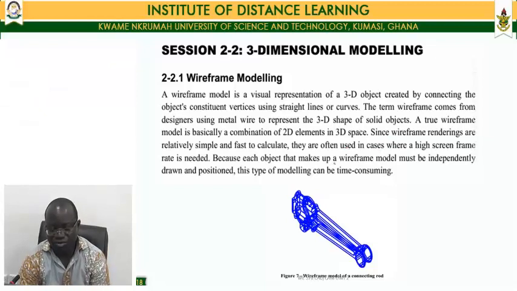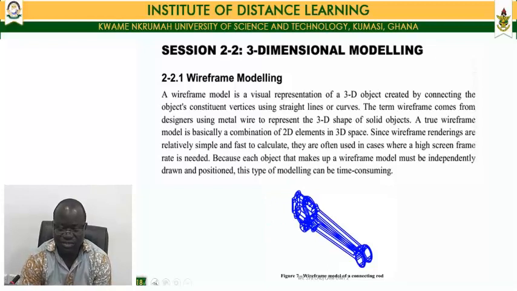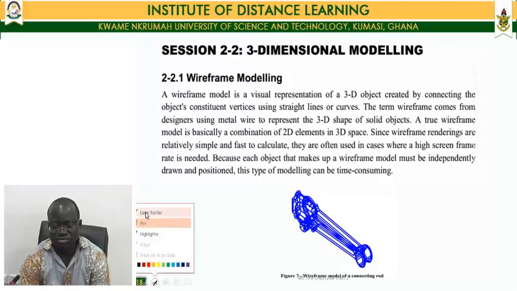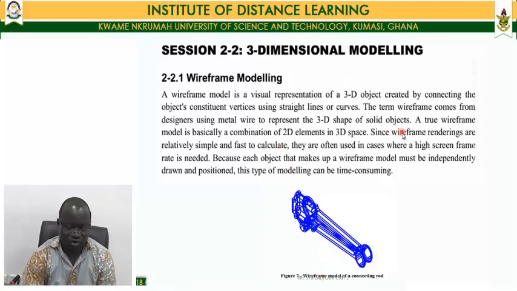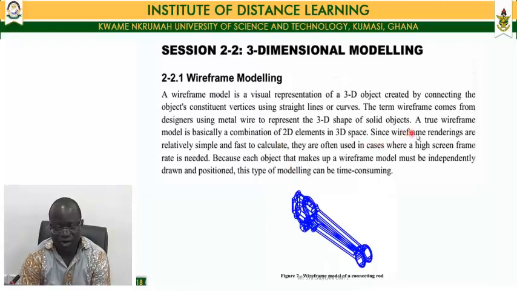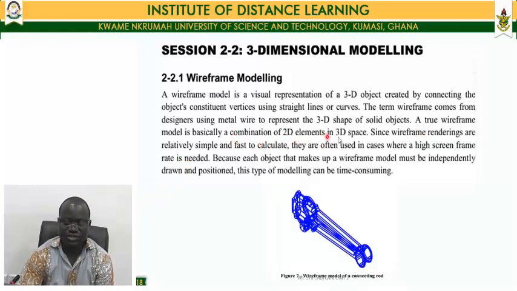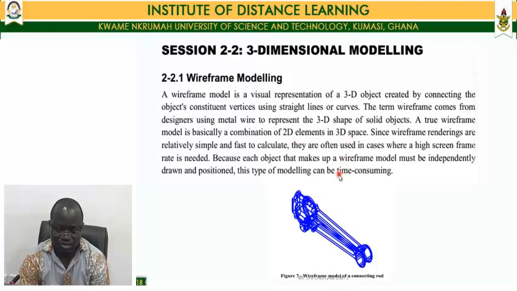So they will basically be using the edges to do the representation, and that is what we call the wireframe. Now, a true wireframe model is basically a combination of 2D elements in a two-dimensional space. If you look at a wireframe, the rendering is very fast. When we say rendering, what we mean is if you are displaying it on the computer and trying to rotate it or show the views, they are very fast to calculate.